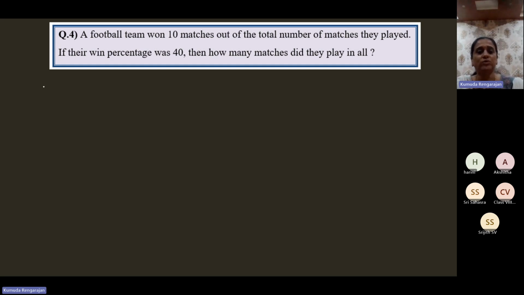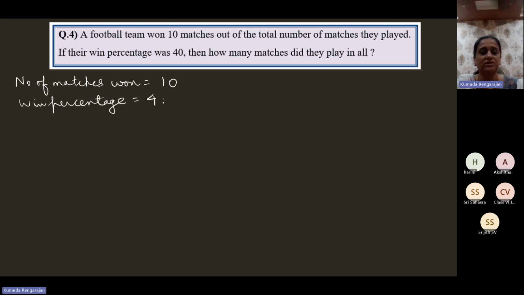So we just write out whatever is given. Number of matches won: a football team won 10 matches, so the number of matches won is equal to 10. Out of the total number of matches they played, that is not given. If their win percentage was 40, so win percentage is equal to 40%.